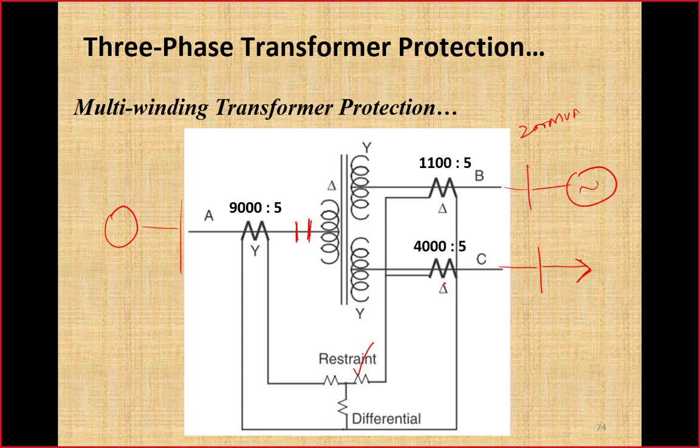That is the limit bound by the power rating of winding C. So in this condition, if a fault occurs outside the zone of protection on the winding C side, then this will be the path for the flow of fault current. Heavy fault current will flow from winding B into winding C.